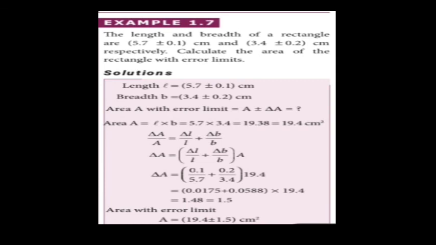Students, today's class gets over. In this class we discussed analysis of error and propagation of error. In analysis of error, there are totally 4 kinds of analysis of errors. One is absolute error, second is mean absolute error, third is relative error, and fourth is percentage of error. All of them are interrelated topics. So study it well again.